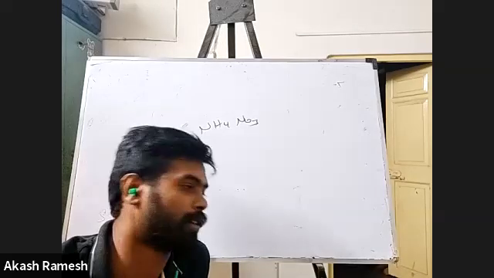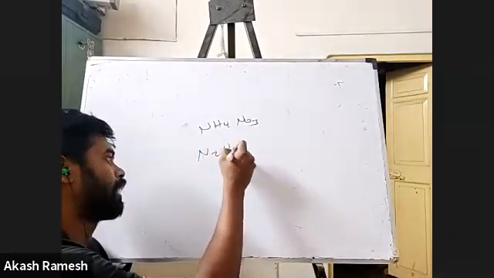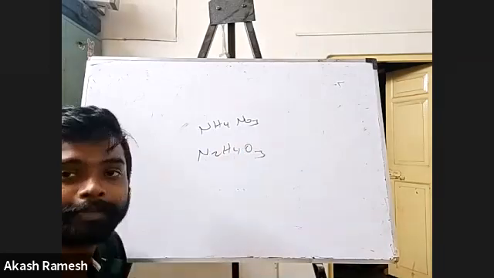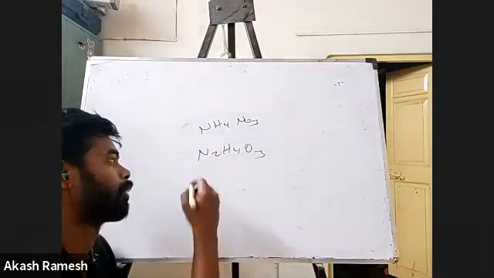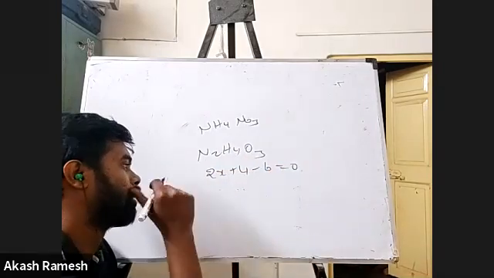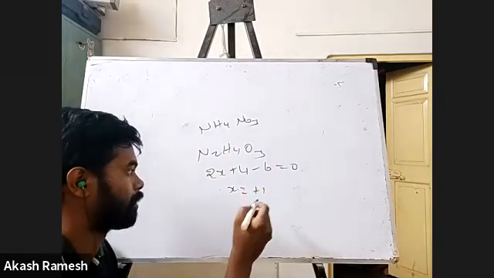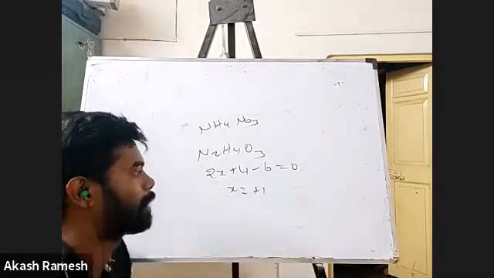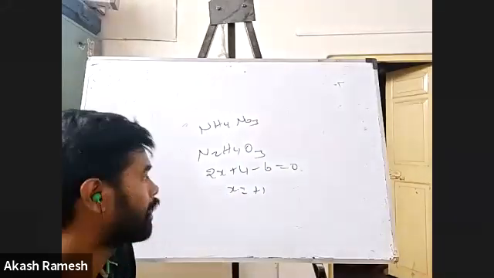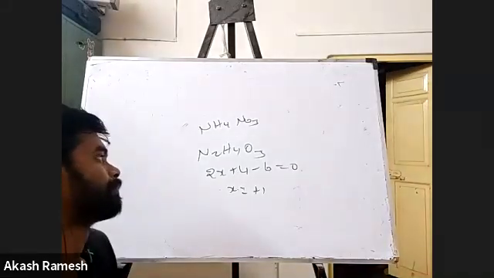-1? Okay, fine. Generally, I know what you would have done. You would have written it as N2H4O3, so 2x plus 4 minus 6 is 0, so x will be equal to +1. But this is really not right. This is absolutely wrong.